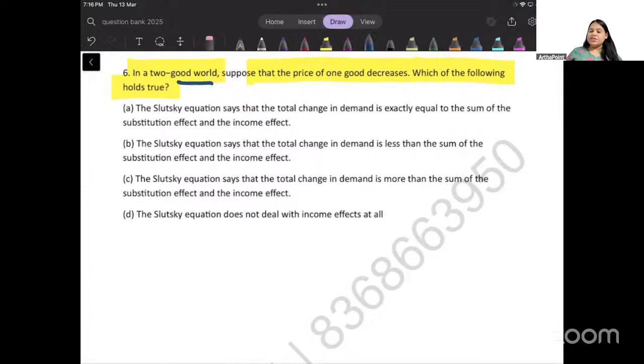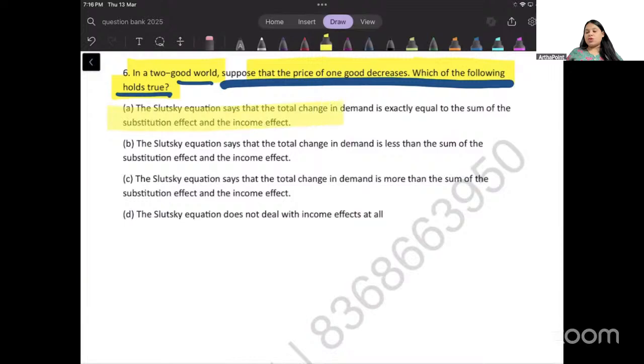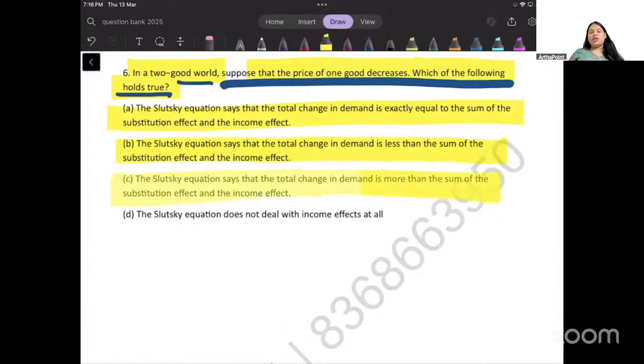In a two good world case, the price of one good decreases. Which of the following holds true? Slutsky equation says total change in demand is exactly equal to substitution and income effect. Slutsky equation says total change in demand is less than substitution and income effect. Slutsky equation says total is more than substitution and income effect. Slutsky equation does not deal with income effect at all.